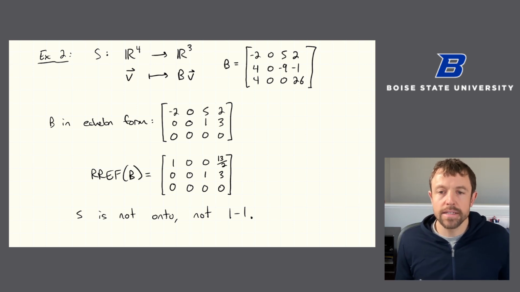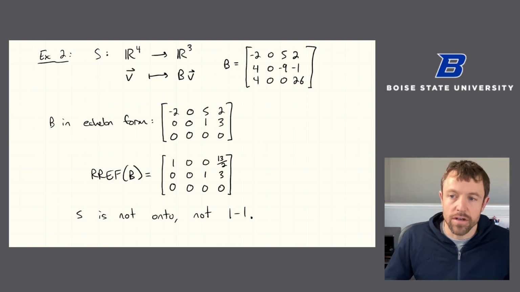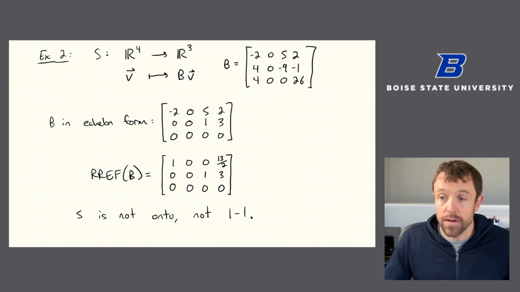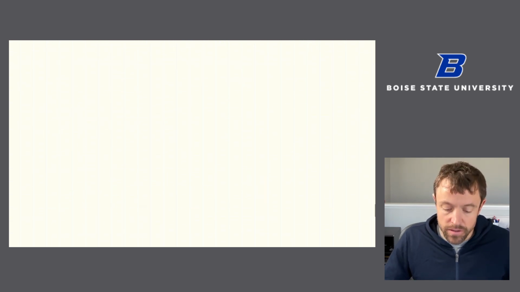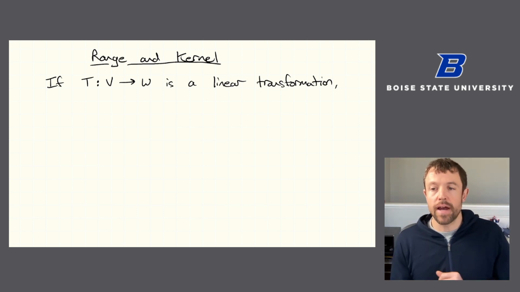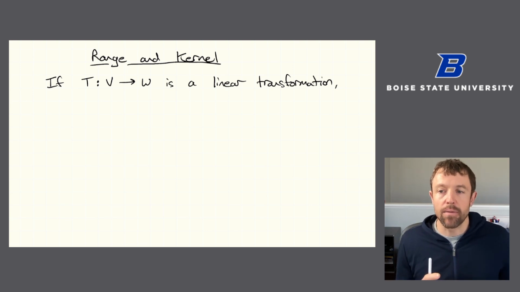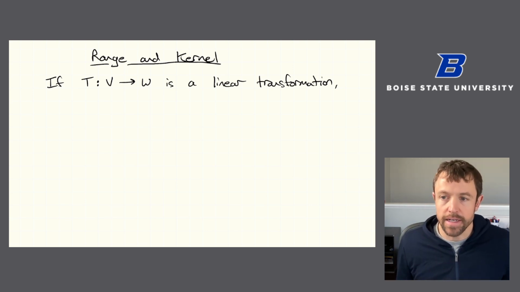And so that is our motivation for this idea that I want to talk about, of range and kernel of a linear transformation between vector spaces. So range and kernel. This is going to be defined for any linear transformation between any two vector spaces. And once I define all these things, I'll come back and look at our specific example and see how we understand range and kernel in an example.